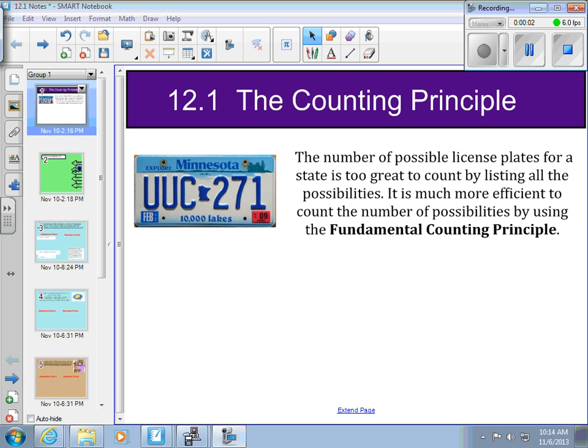We're going to start the last chapter this trimester, and we're going to be looking at probability and stuff associated with probability. The example at the top of your note sheet says the number of possible license plates for a state is too great to count by listing all the possibilities. It is much more efficient to count the number of possibilities using what's called the fundamental counting principle. We're going to come back in a little bit and talk about this license plate problem after we learn a little bit about this counting principle.